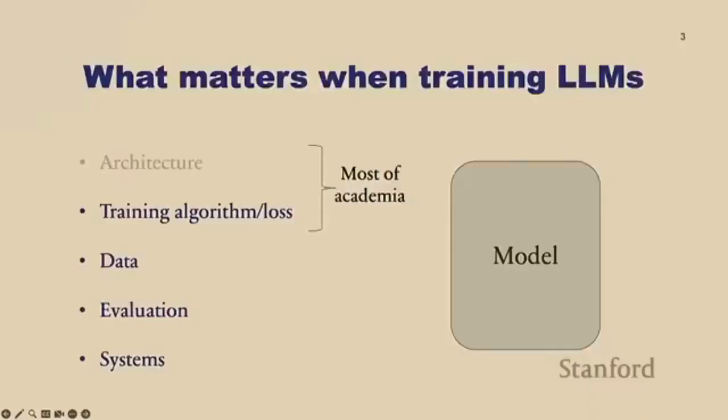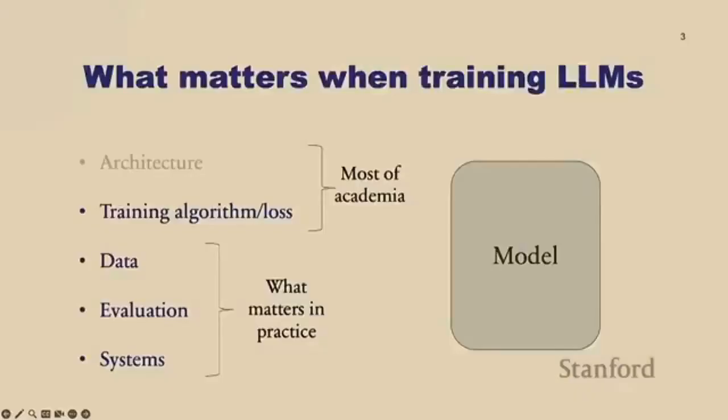Another thing to say is that most of academia actually focuses on architecture, training algorithm, and losses. As academics, and I've done that for a big part of my career, we like thinking that we make new architectures, new models, and it seems like it's very important. But in reality, honestly, what matters in practice is mostly the 3 other topics: data, evaluation, and systems, which is what most of industry actually focuses on. That's also one of the reasons why I don't want to talk too much about the architecture, because really the rest is super important.